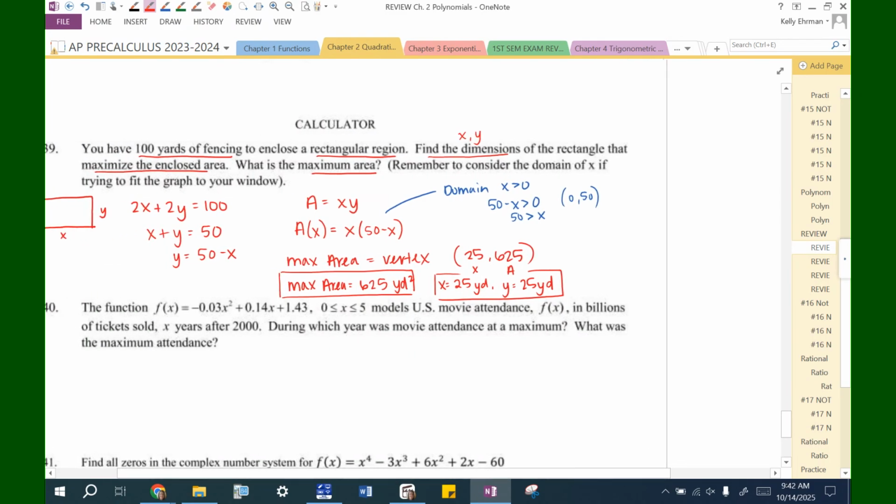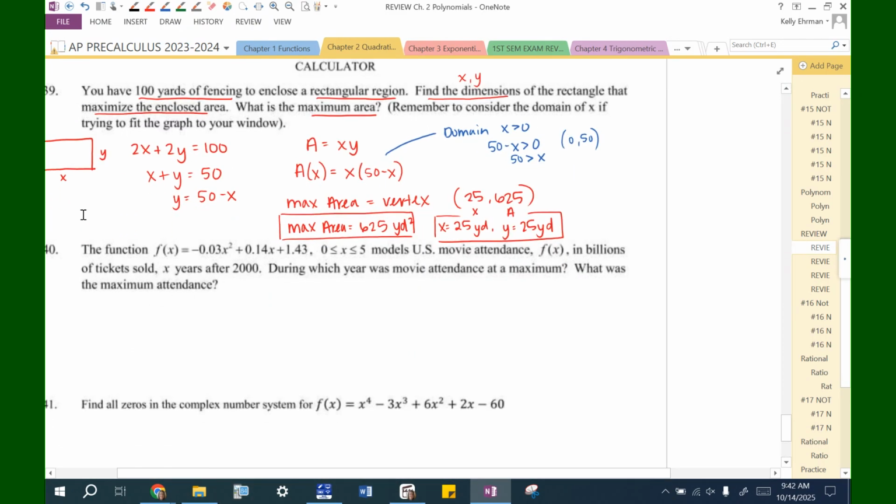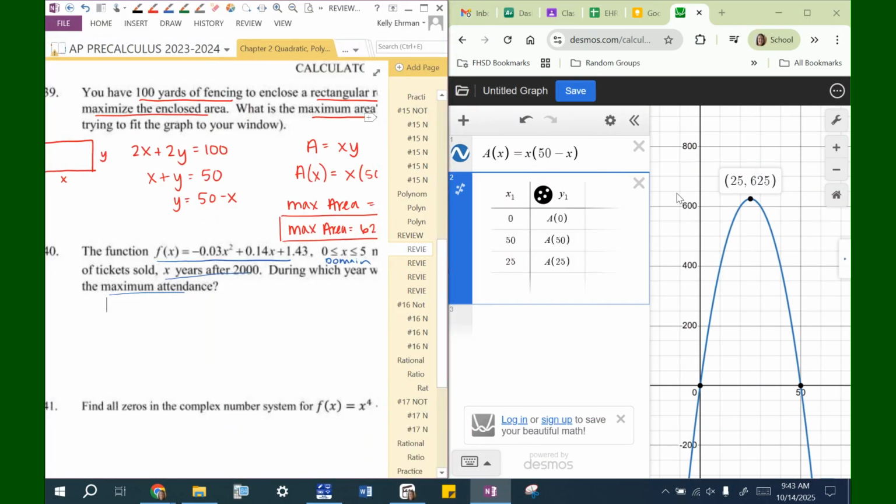Okay, here's one where we're given the function and a domain. So the function f of x equals this, with this domain. It models the U.S. movie attendance in billions of tickets sold x years after 2000. During which year was the movie attendance at a maximum? What was the maximum attendance? This sounds familiar. We either did this problem or one in the same context. I don't remember at this point.